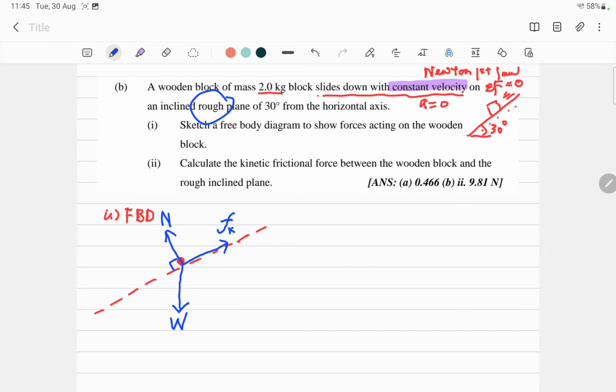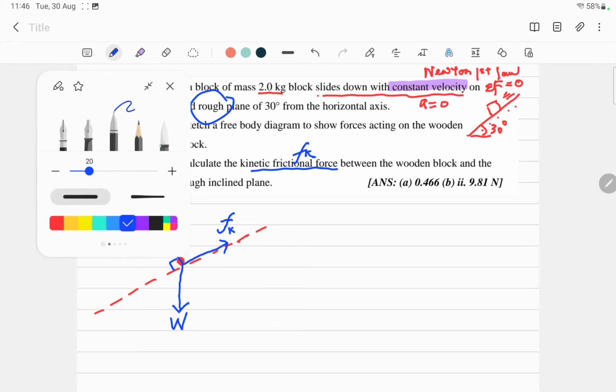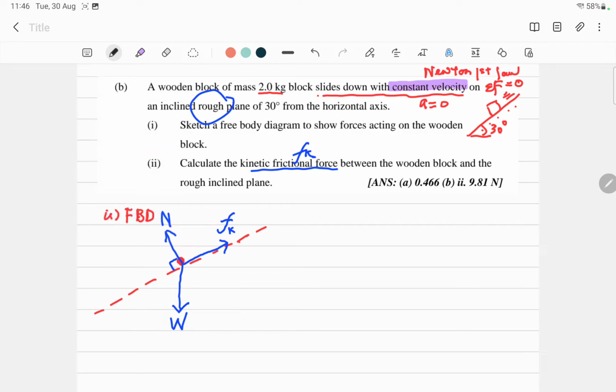Then the second question: calculate the kinetic frictional force between the wooden block and the rough inclined plane. So class, we need to find Fk. Still remember, in order to find the forces, we need to apply Newton's first law, because the question said it moves with constant velocity. To solve the questions, we have to follow the steps. After we draw our FBD, we have to resolve the forces before we can apply Newton's law.